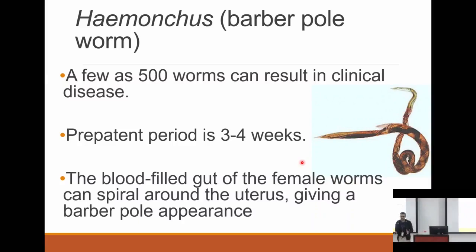So 500 worms are enough to cause clinical disease. Why? Anyone? They are blood sucking. So that's why 500 is more than enough to cause clinical disease. The prepatent period is 3 to 4 weeks. Because they are filled with blood, we call it the barber pole worm, as shown here.